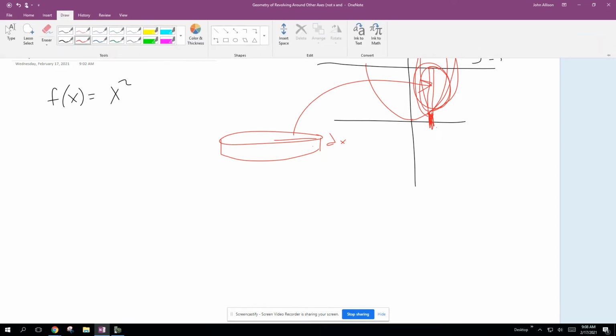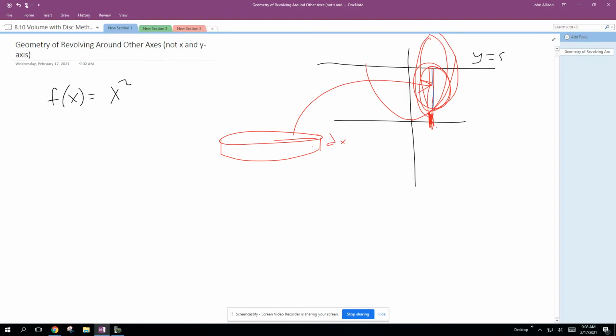That would be this distance from the line y equals 5 to the curve. So the radius here would be 5 minus x squared. And then we could write the volume as pi times the radius squared times the height of that cylinder. If we were going to do this with a y, on the y-axis, let's see.